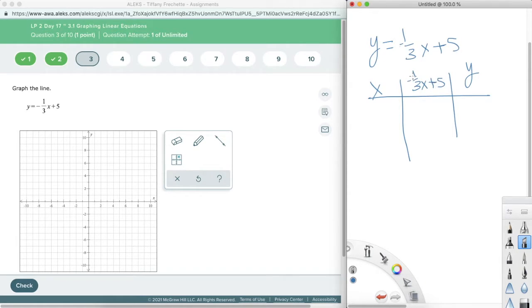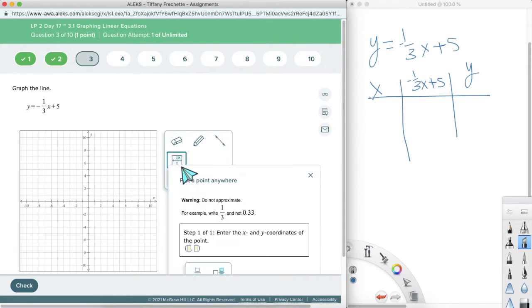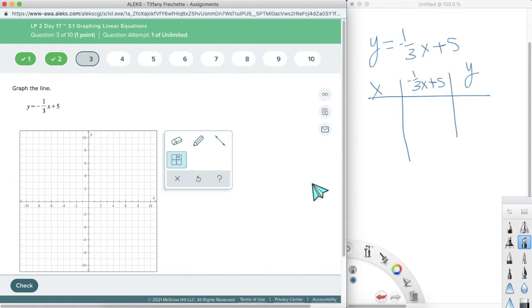Now when there's a fraction, we want to try to eliminate the fraction if we can, because it makes it easier to graph. You can graph fractions or decimals by simply clicking this button and you type in what you want your x and your y to be. So if you end up with a fraction or a decimal, you can still do that. Don't think that you can't graph those.